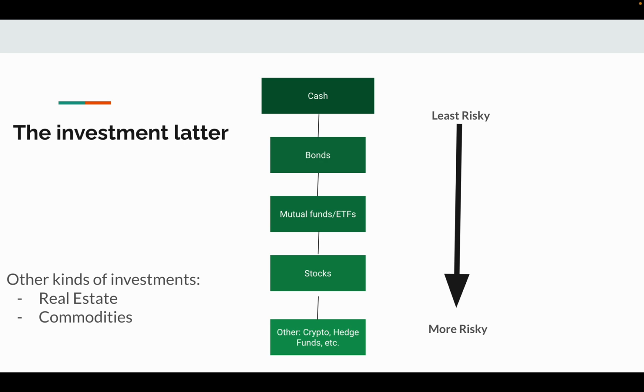And then finally, you can have things like cryptos and hedge funds, that are extremely risky, but also can give you a lot of money. It's a high risk, high reward kind of thing. Other types of investments we'll talk about are real estate, so I already mentioned housing, and then commodities. So if you were to invest in gold or something like that, something that's outside of the stock market but still holds value, we'll talk about those separately. And in terms of riskiness, they don't really fit into this ladder.